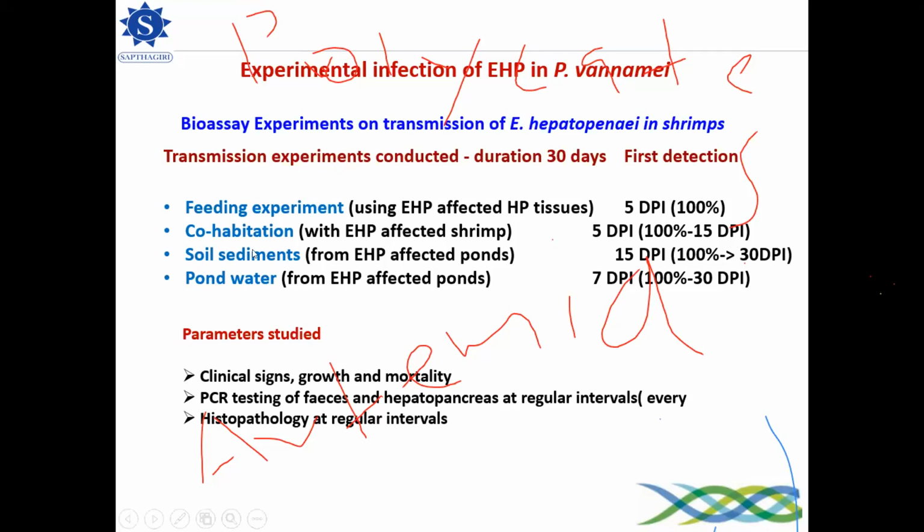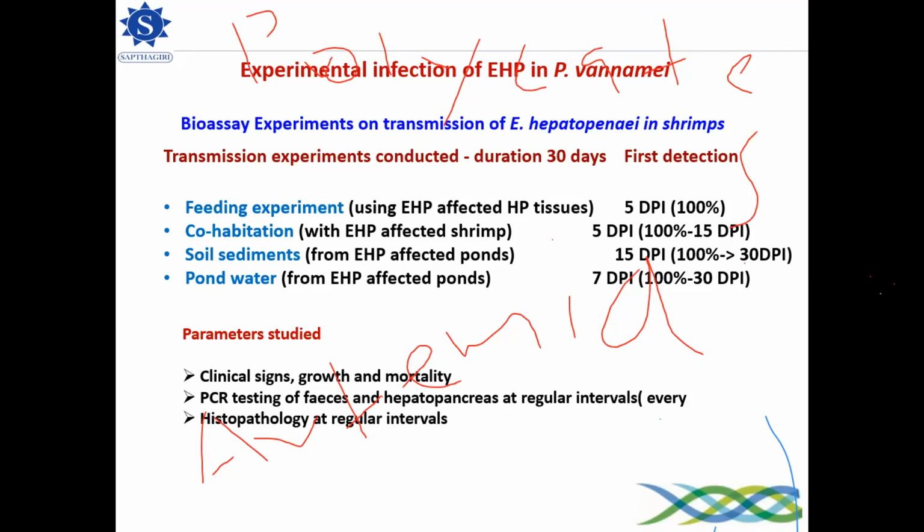The same way, with cohabitation, when an EHP-infected animal is put together with an EHP-negative animal, the infection spreads through cohabitation. From the 5th day onwards, animals are getting EHP positive, but only 15% EHP infection occurred. The same way, soil sediment.